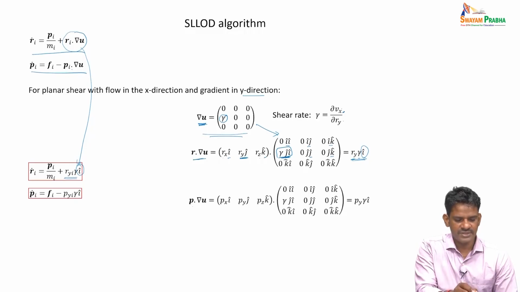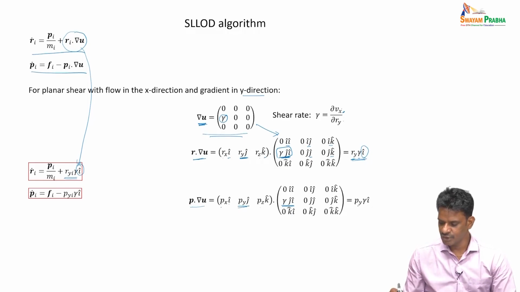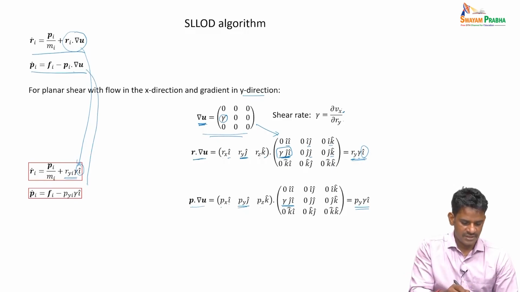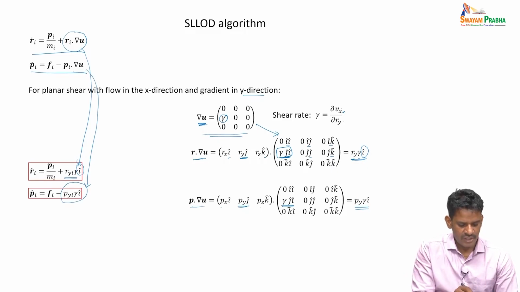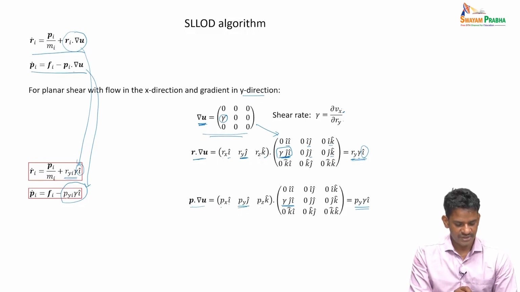Similarly, we can also calculate the effective acceleration or effective force, which is P dot del u. So we again write in component forms Pxi, Pyj, Pzk and then the del u term, and again only the non-zero terms would be the product of these two, and then you can show that the effective acceleration is nothing but Py gamma times the I cap. So when I substitute it here, you get the effective acceleration is again only in the x direction because of the imposed shear, and the amount of acceleration is given by the momentum in the y direction times the gamma.